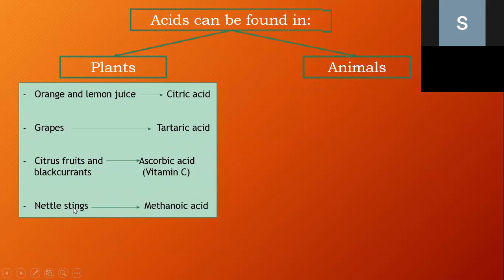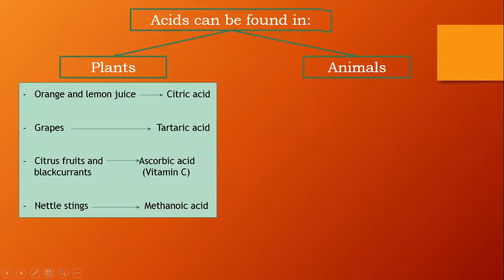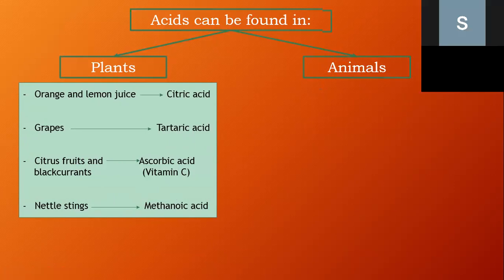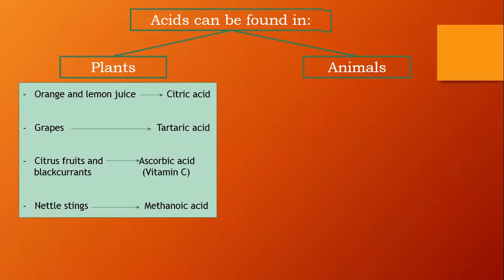And what about nettle stings? Nettle stings contain methanoic acid. What do I mean by the word nettles? Nettle is a type of plant that has a hair-like structure that looks like a needle, okay? When it stings the skin, it produces what? Methanoic acid. Okay, so where can I find acids in the animals? Let's see here.